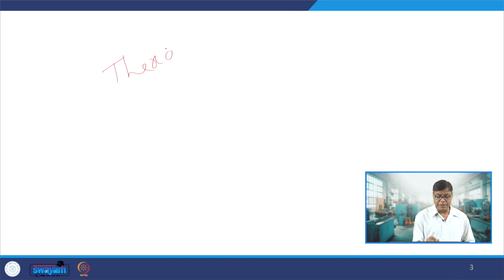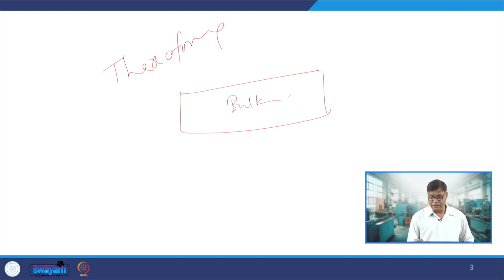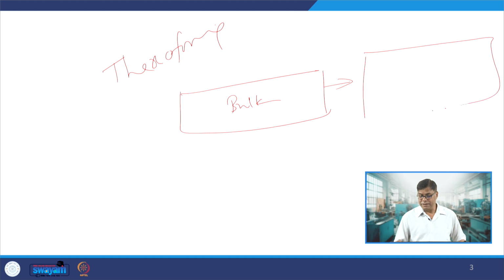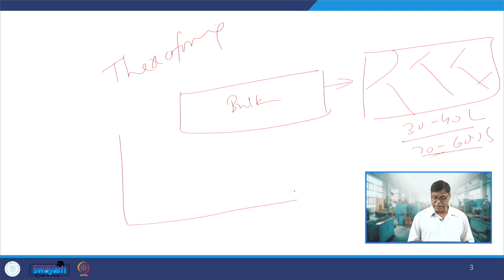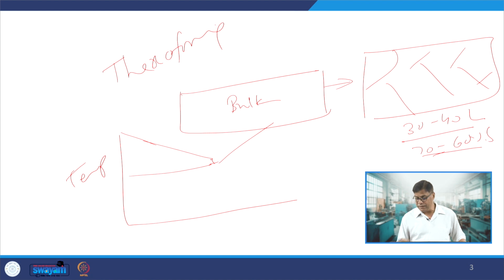Then thixoforming is another approach where bulk metal is taken and processed in such a way that there is partially liquid metal and partially solid metal, like say 30 to 40% liquid and 70 to 60% solid. This is realized by heating the bulk metal to a temperature between the liquidus and solidus that allows realizing this kind of combination of liquid and solid.